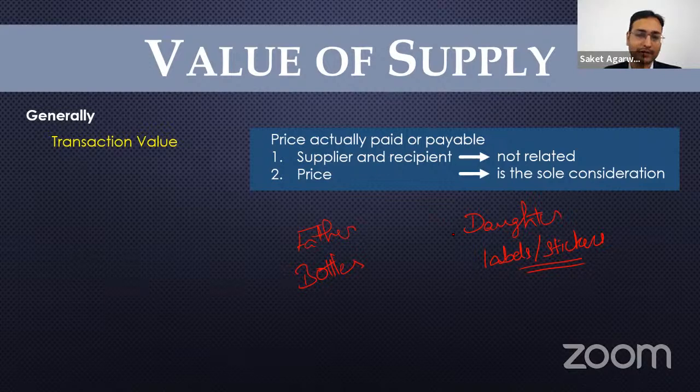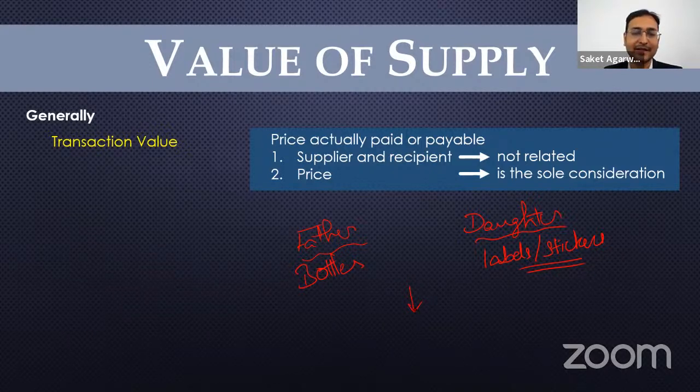For this, the daughter will obviously charge. But because there is a relationship of father and daughter, do you think that we can rely on the amount mentioned on the invoice issued by the daughter? Don't you think this relationship will affect the price that the daughter is charging her father? Yeah. There is a good probability that this price is affected by the relationship. Generally, it will be lower because of the relationship.